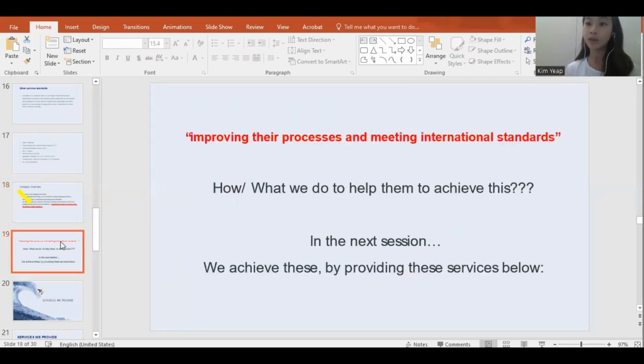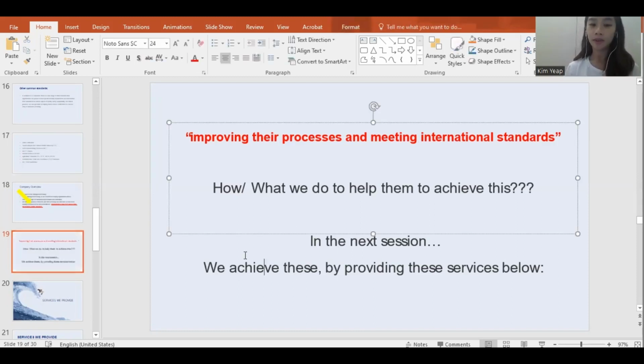But another question that leads you to think is, improving their process and meeting international standards, how and what do we do? What's so great about the SQC services? What is it that we do in order to make a big impact in their company, improve their process, and help them to meet the standards? So in this session, what I am going to share with you is how we help them to achieve this, which is by providing the services below.